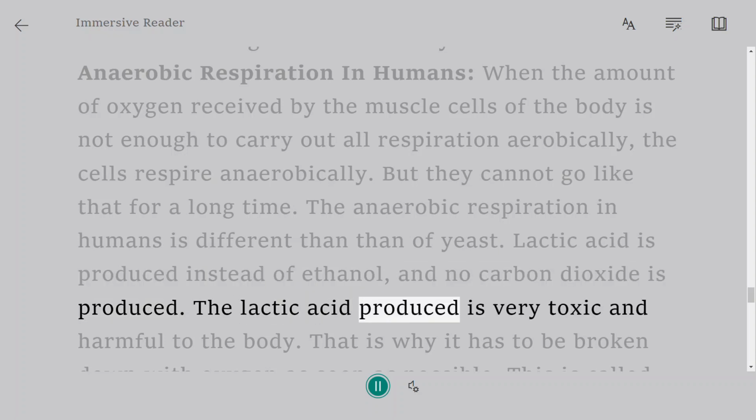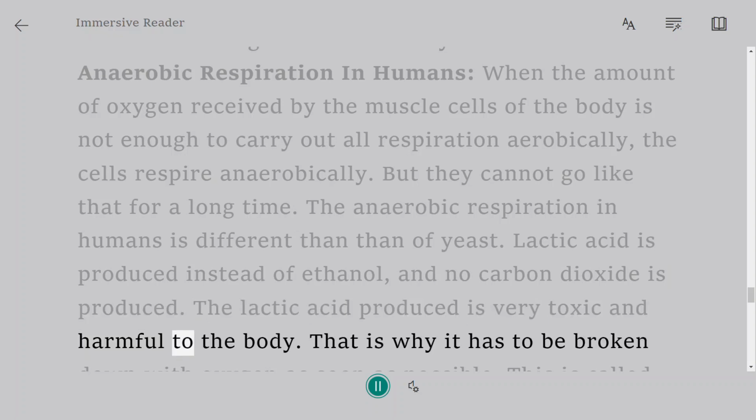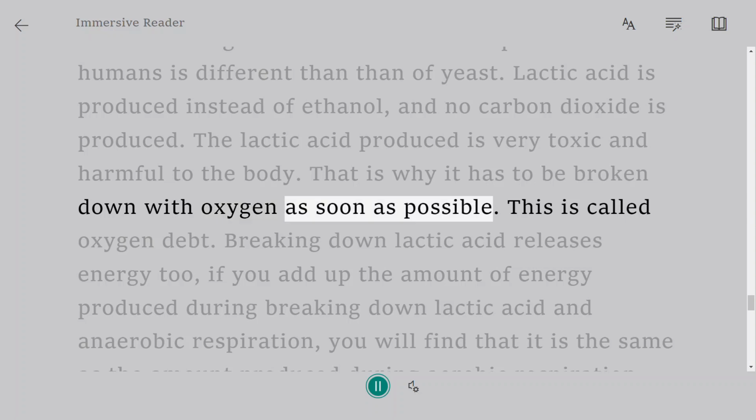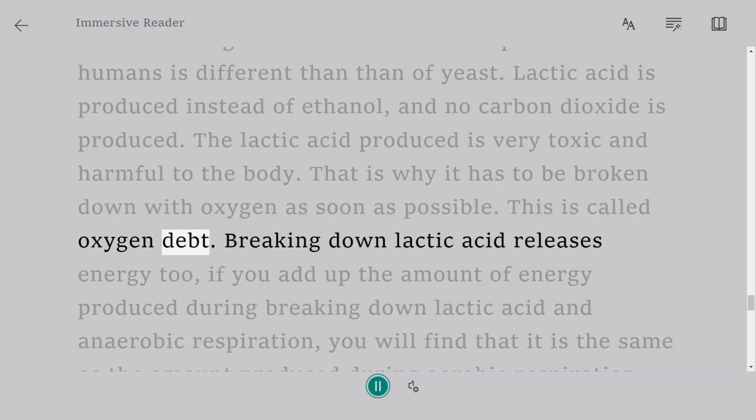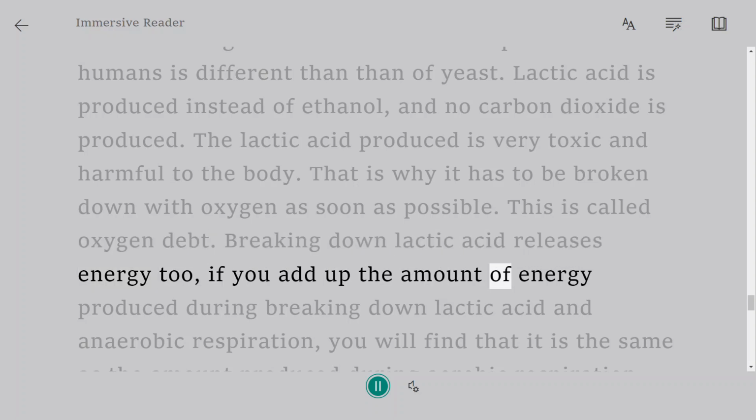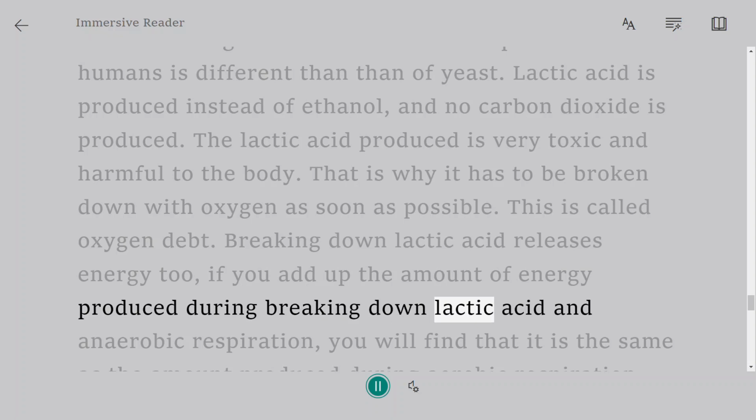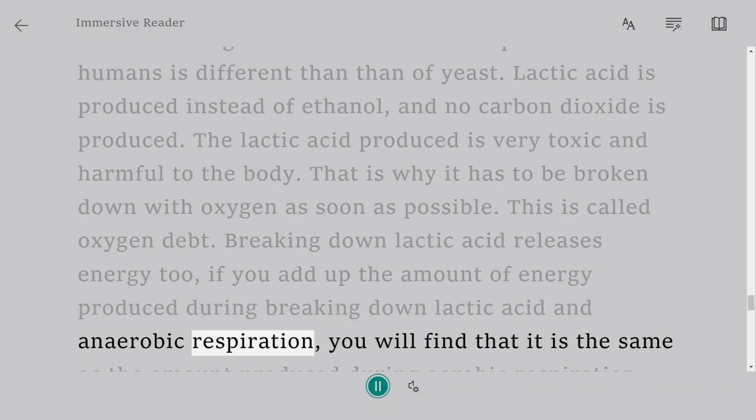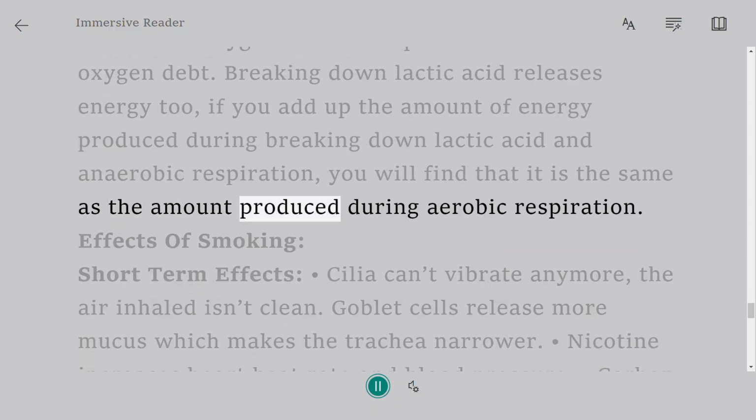The lactic acid produced is very toxic and harmful to the body. That is why it has to be broken down with oxygen as soon as possible. This is called oxygen debt. Breaking down lactic acid releases energy too. If you add up the amount of energy produced during breaking down lactic acid and anaerobic respiration, you will find that it is the same as the amount produced during aerobic respiration.